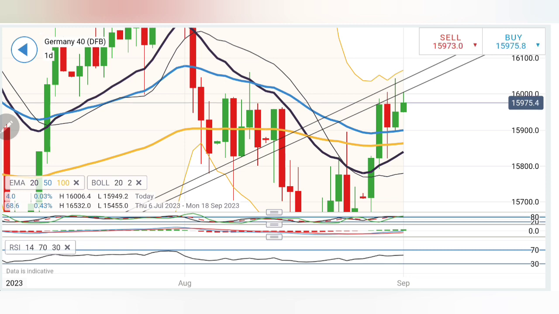Above 16,000, 16,050, 16,080, 100, very, very strong resistance at 100 exists. Beyond that, only the bulls will take over. Take positions accordingly. Now let's have a look at FTSE 100.